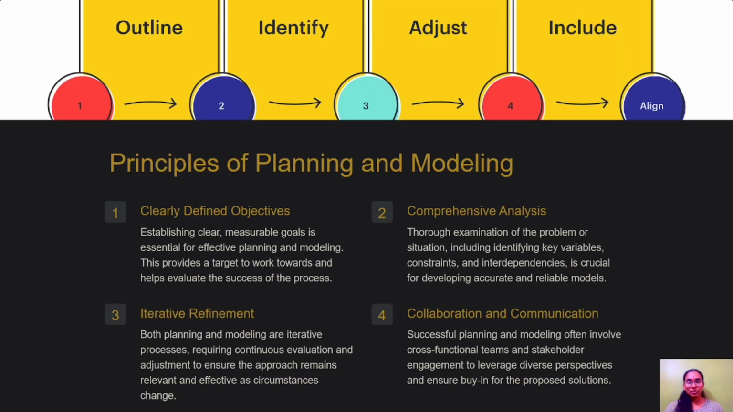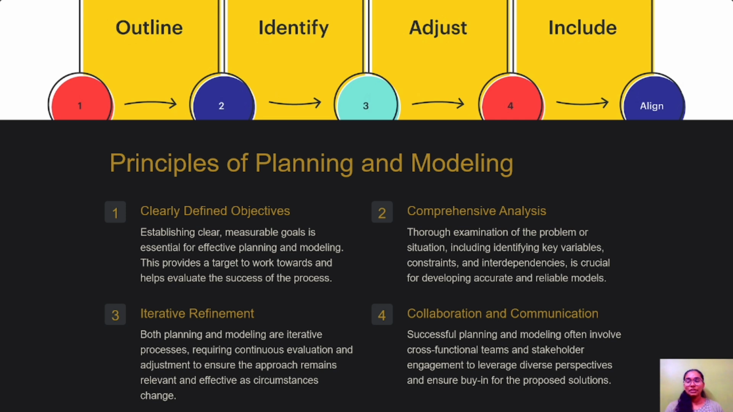Principles of planning and modeling. Clearly defined objective. Establishing clear, measurable goals is essential for effective planning and modeling. This also provides a target to work towards and helps evaluate the success of the process. Comprehensive analysis. Thorough examination of the problem or situation, including identifying key variables, constraints and interdependencies, is very important for developing accurate and also reliable models.